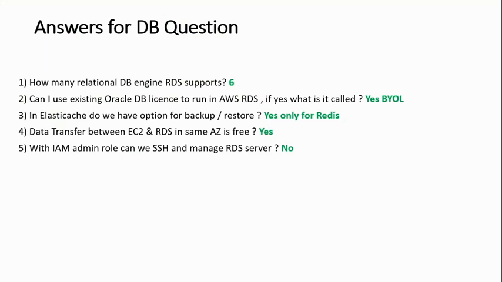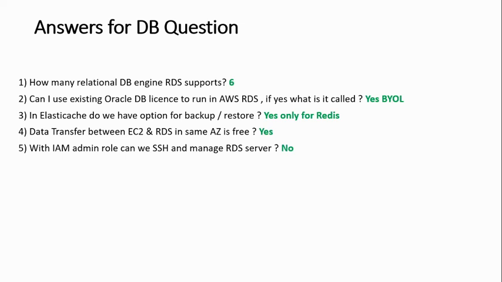So before we go to the next slide, let's quickly look into my DB related questions which I asked in my previous episode. Let's quickly look into all the 5 questions and their answers. How many relational DB engines does RDS support? 6. We discussed that. Yes, we can use an Oracle existing license in AWS RDS. It's called bring your own license.